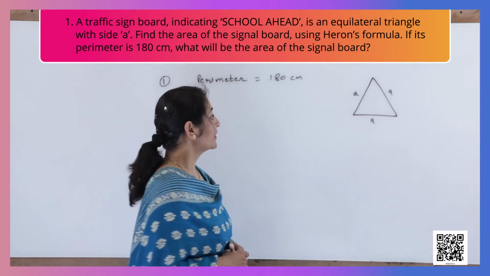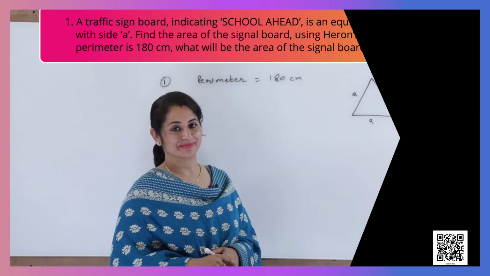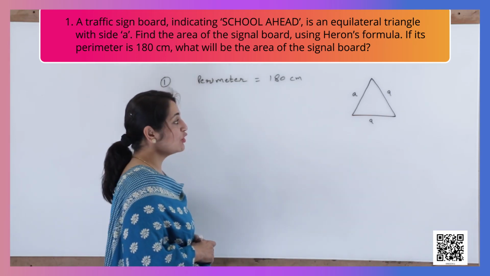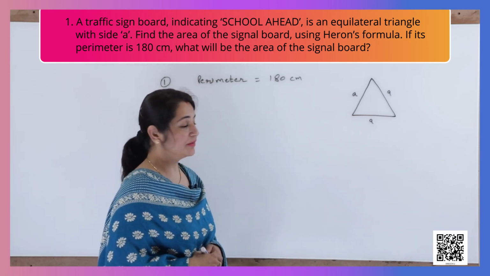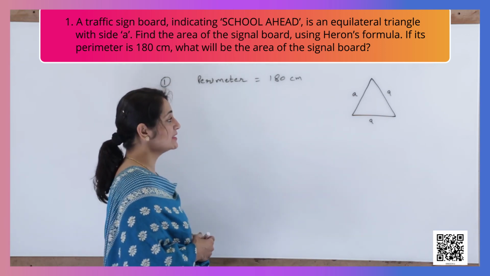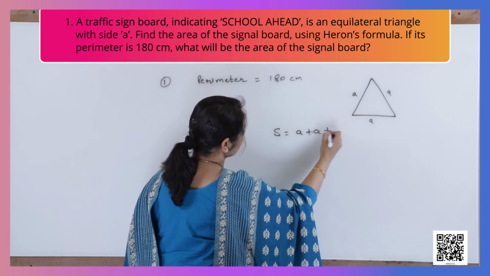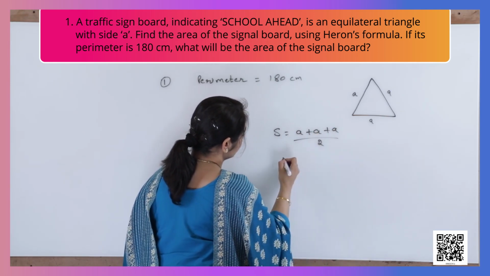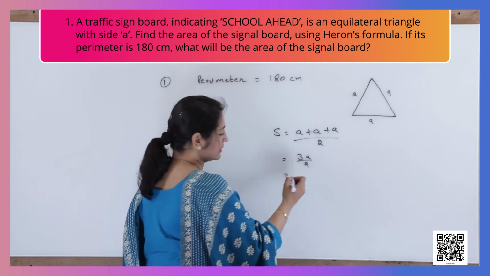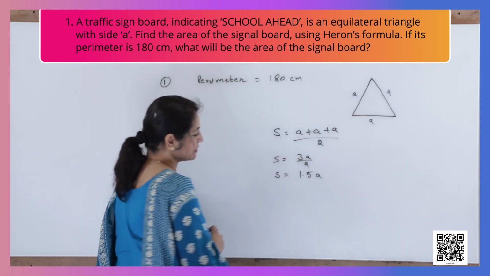So suppose here is the traffic signal board, the equilateral triangle. The side of the triangle is A. Now we need to find its area by using Heron's formula. For that, first we will need the semi-perimeter. That will be equal to (A plus A plus A) upon 2, that is 3A upon 2. We can also write it as 1.5A. Now this is the semi-perimeter.